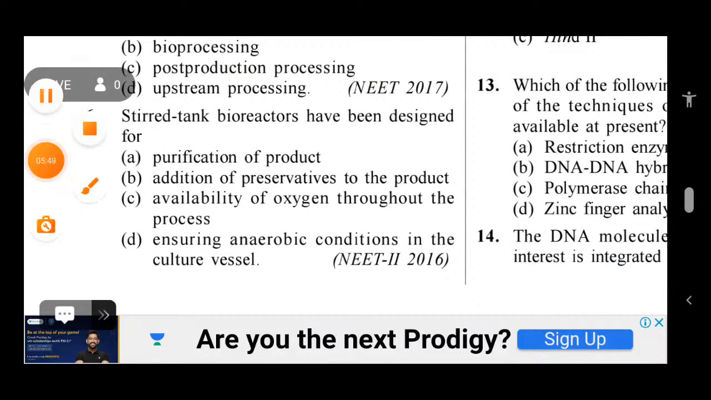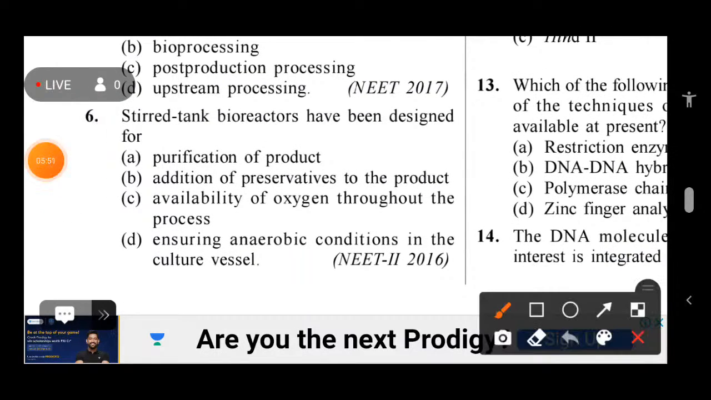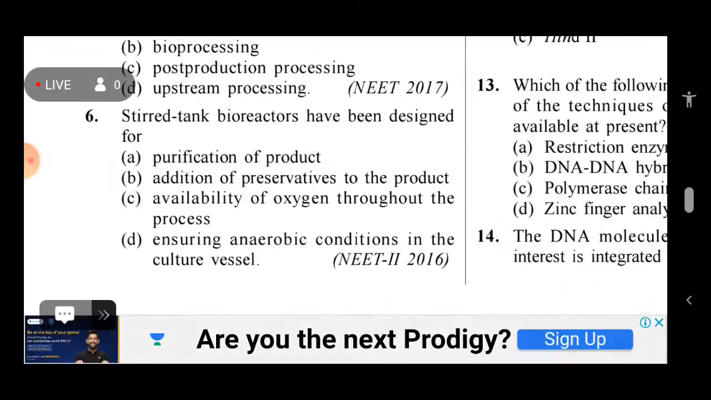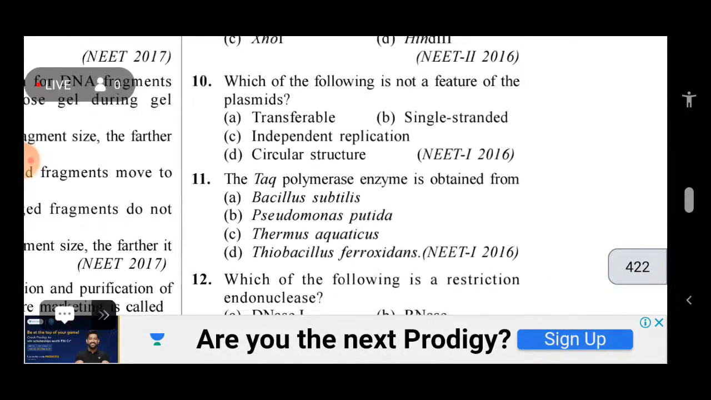Next question: stirred tank bioreactors have been designed for. What are stirred tank bioreactors? They have a stirrer. What is the stirrer used for? It ensures the availability of oxygen throughout the process. So that is the use of stirred tank bioreactors.